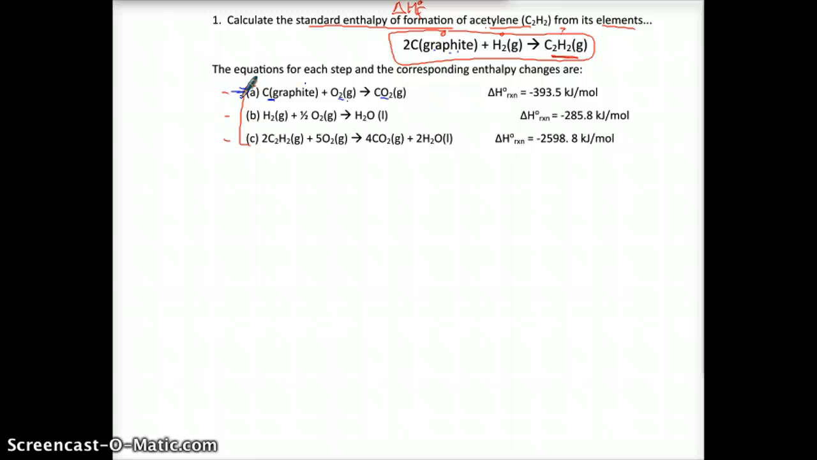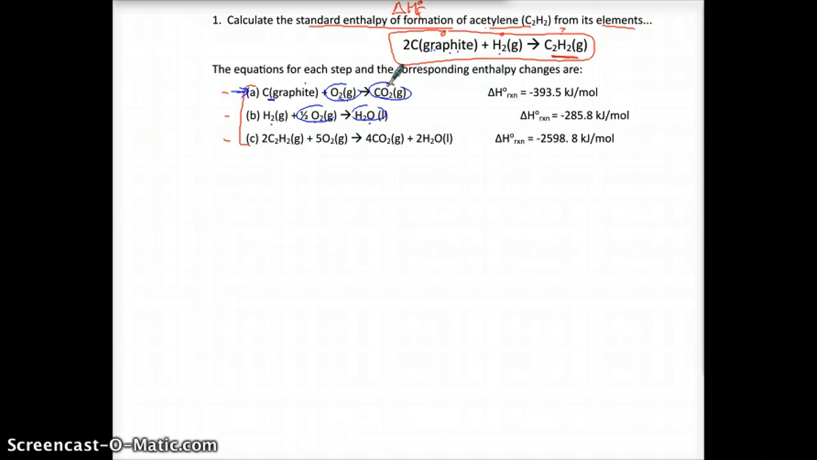What about the second equation? I have H2. Okay, that's supposed to be a reactant, so I'm not going to want to switch this one. I have O2 on the reactants and H2O on the products. Okay, well, H2O is also an intermediate that's not showing up in the overall. So this, and this are going to need to be canceled somehow, as well as the CO2.